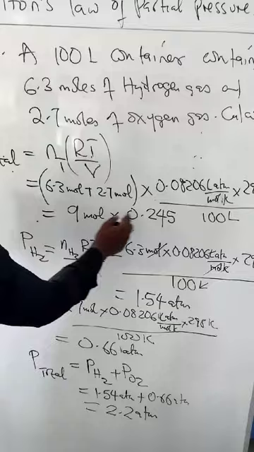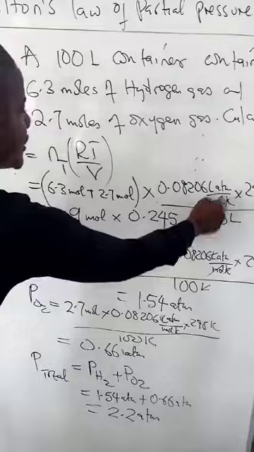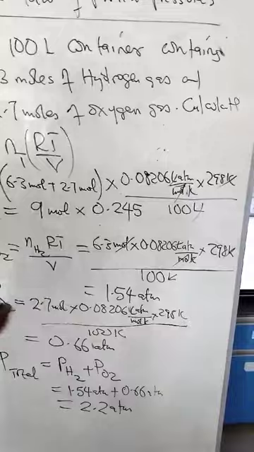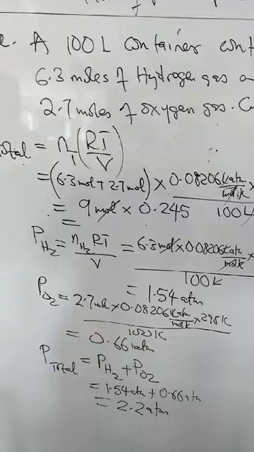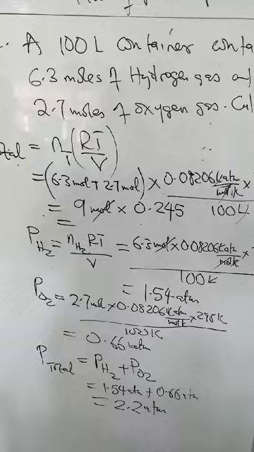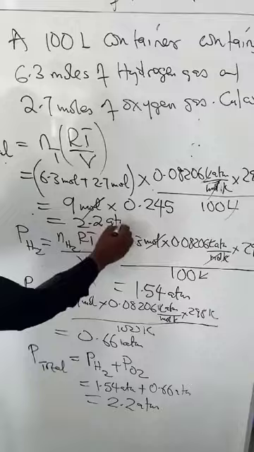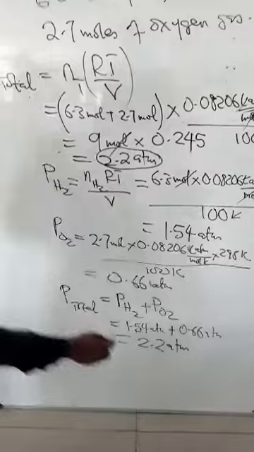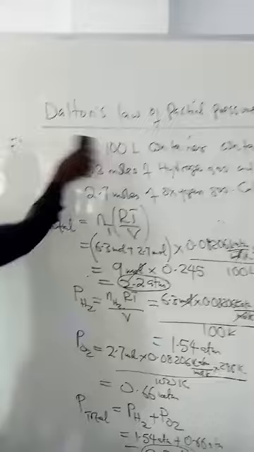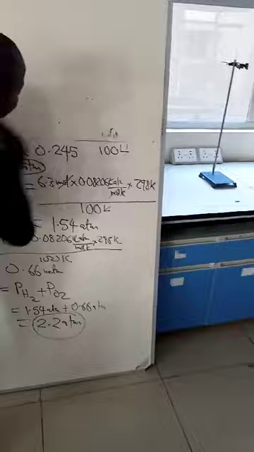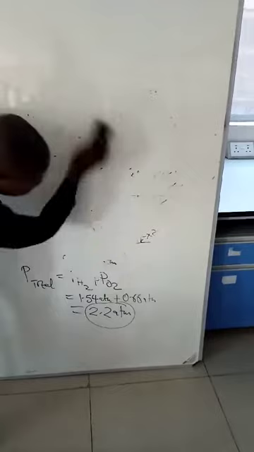So in this case, the moles have cancelled. We cancel the moles, liters, Kelvin. So we shall remain with the ATM. So in this case now, when we multiply 0.245 times 9, which is giving us 2.2 atmospheres. So you can see here that there is agreement. The answer that we have found here, the total pressure using a different method, is the same. So this simply shows that when we look at the ideal gas law, the number of moles is directly proportional to the partial pressure.